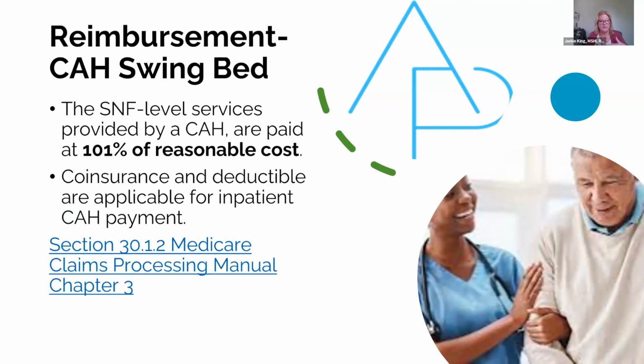Coinsurance and deductible are applicable for inpatient. So there's really no coinsurance. It's going to be deductible. Okay, coinsurance would be Part B. And there's your claims processing manual, chapter 3, section 30.1.2. You're able to look that up yourself, so I'm not going to go there.